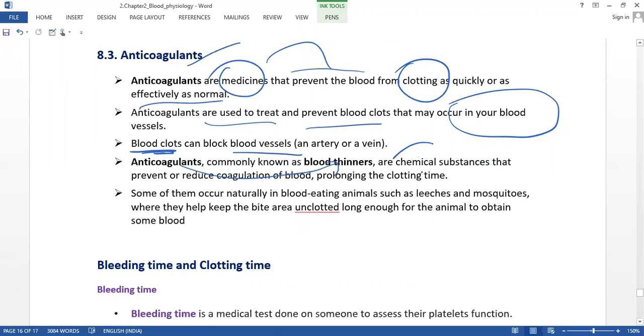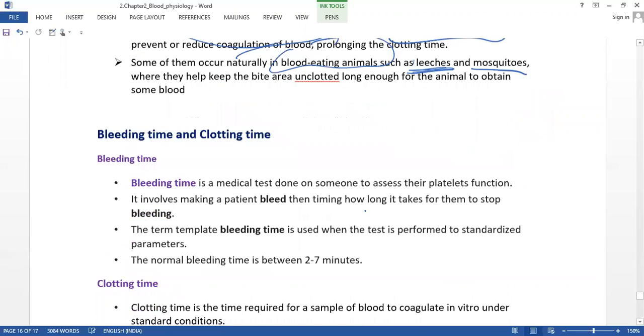They are chemical substances that prevent or reduce the coagulation of the blood. Some occur naturally, in blood-eating animals such as leeches and mosquitoes, which keep the blood unclotted while they obtain some blood.